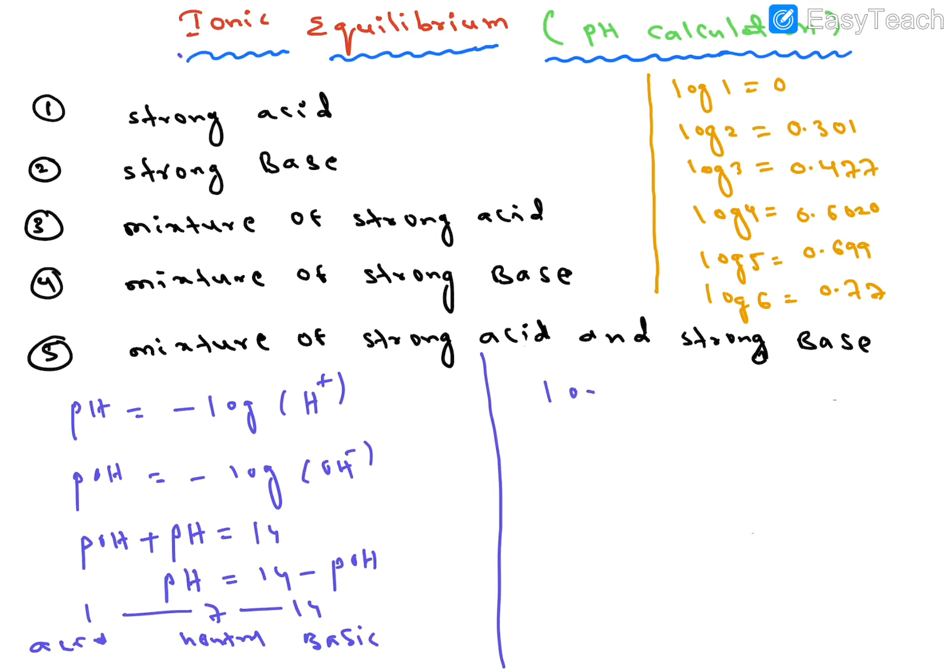Before going on, we discuss some log conversions, which are very important here. So log A into B is equal to log A plus log B. Next, log x power y is equal to y into log x. So these are the two important conversions widely used in pH calculations. And we will start with the strong acids.